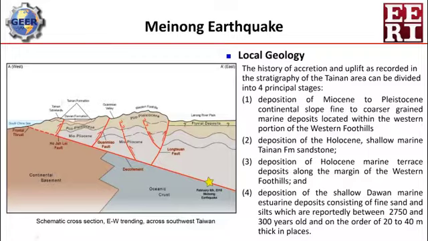The subsequent deposition is of the Tainan Formation. The Tainan Formation, again, is a Holocene formation, shallow marine. You'll hear the term Tainan tablelands, and that more resistant Tainan Formation makes up those higher elevations. We then had a series of marine terraces that were deposited, and then finally the deposition of the shallow Taiwan marine estuarine deposits.